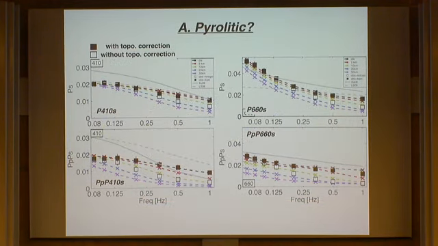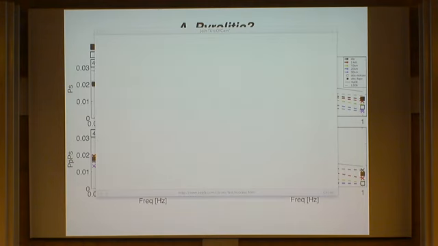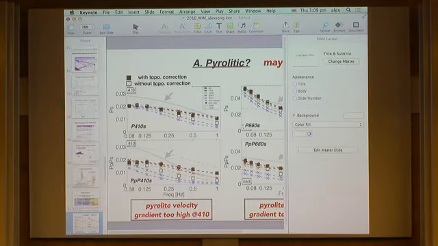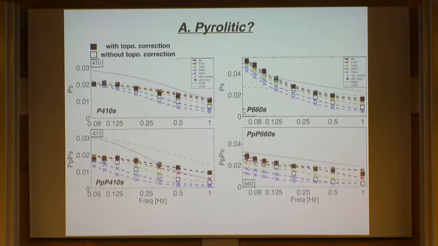So this shows the observation. To start, the first question we want to answer: if the mantle is pyrolitic, then there's a prediction that can be tested. So we will use our observations to try to understand this. In this case, we show the amplitude as a function of frequency for the 410 conversion, and also for the 660 conversion.